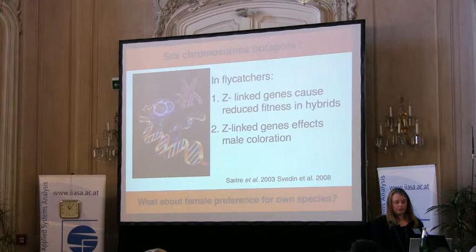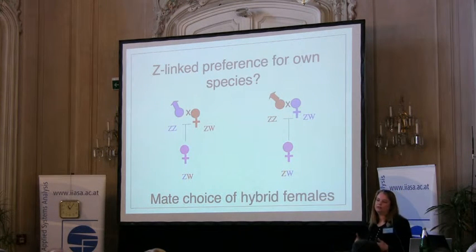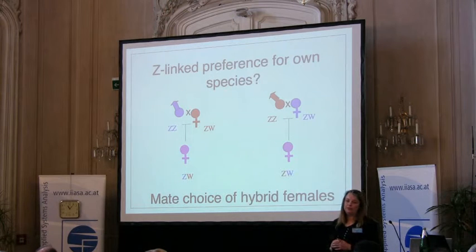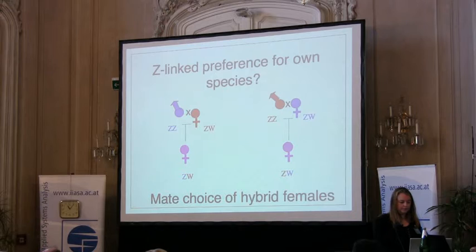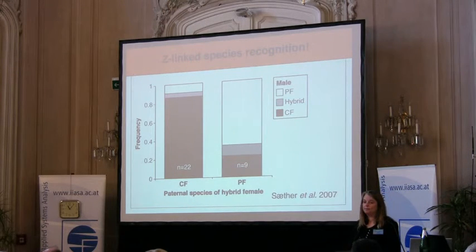So what about the female preference for their own species? We also use the fact that females are the heterogametic sex. And that means that female hybrids would inherit their only Z chromosome from their father. So if you had Z-linked mate preferences, female hybrids would prefer a mate belonging to the same species as their father. And this was exactly the pattern we found.